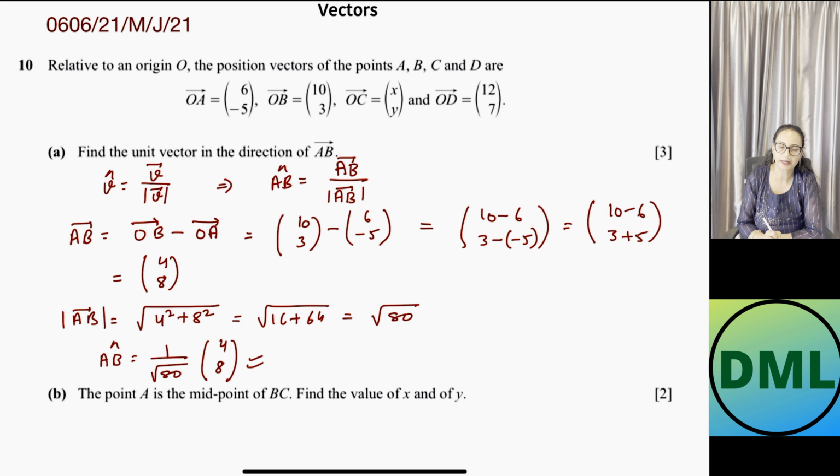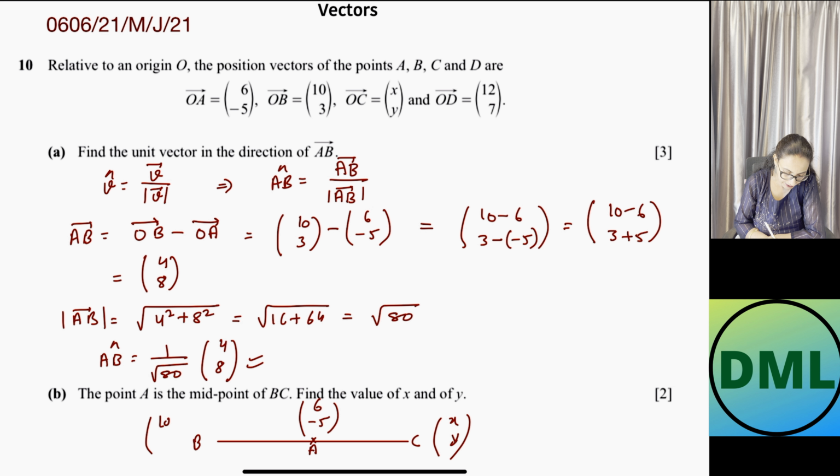Let's see the second part here. The point A is the midpoint of BC. Find the values of x and y. The points B and C: this is your B, this is your C. A is the midpoint of B and C. What are the coordinates of A? OA is (6, -5). C is (x, y). B is (10, 3).